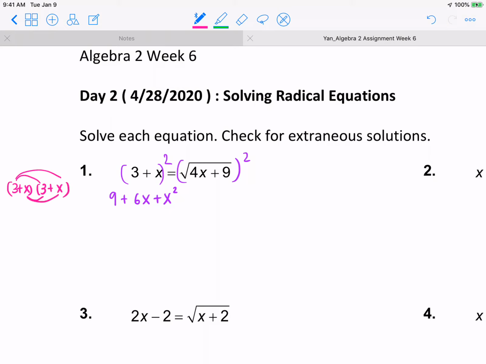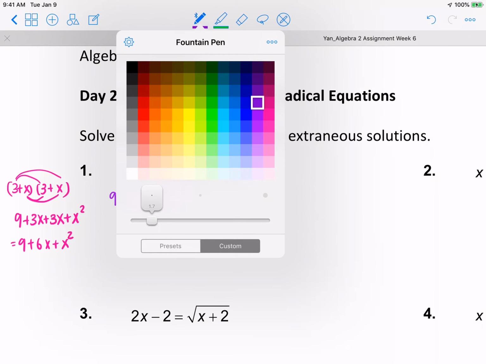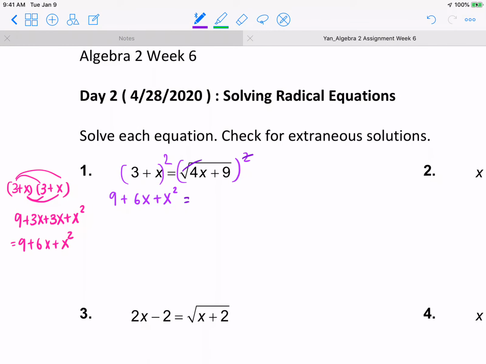If I do my FOIL, I have 9 plus 3x plus 3x plus x squared, which equals 9 plus 6x plus x squared. Okay, and continue. This equals the square root, and the square gets canceled out, so I have 4x plus 9. And now, because we have 3 terms, let's move everything onto the same side by minusing 4x, minusing 9, and just set everything equal to 0 and rewrite it in order.